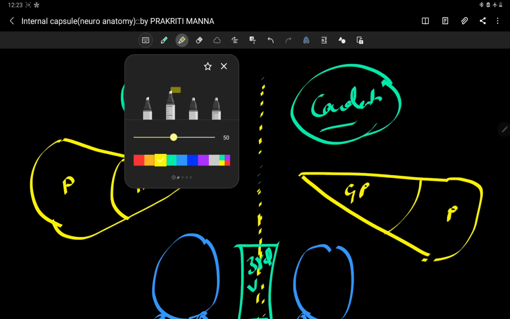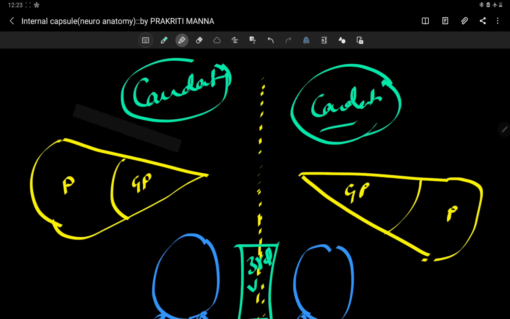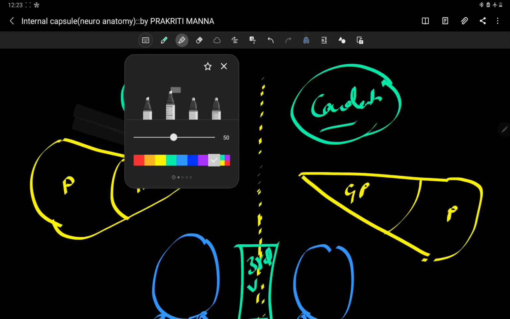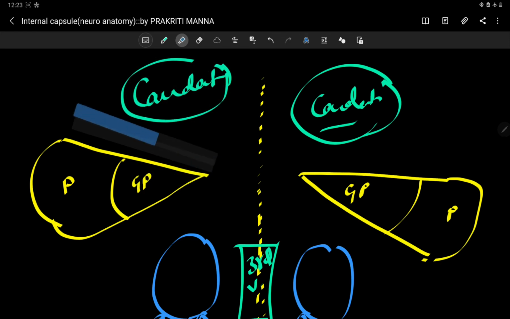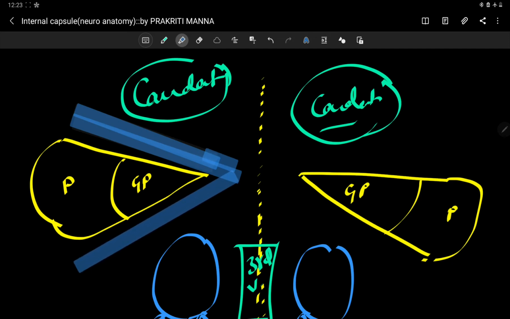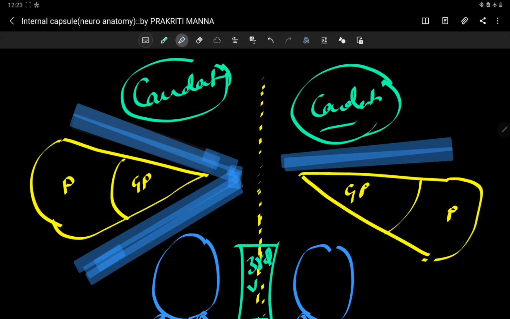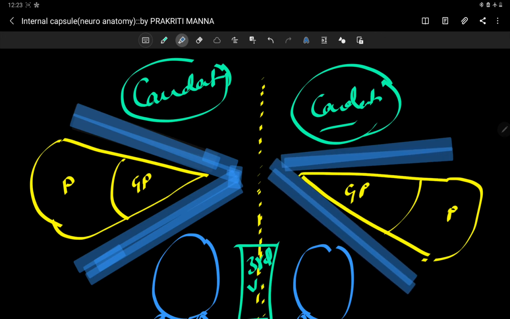Now I am going to draw the white fiber bundles. These fibers are the internal capsule, guys. Also on this side, internal capsule. So it is the anterior limb, it is the genu, it is the posterior limb.